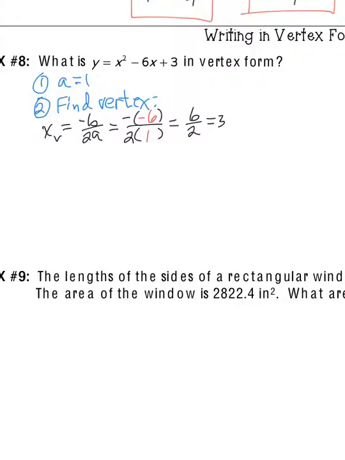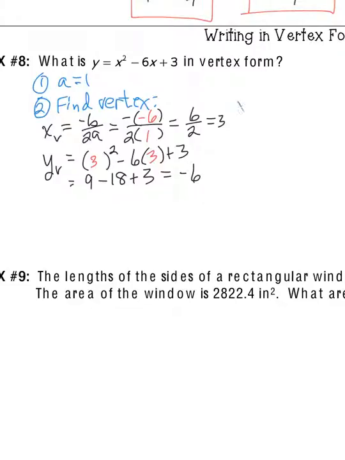Then our y value of the vertex, we're just going to plug the 3 in anywhere that we see an x. Okay, so then we get 9 minus 18 plus 3, which is equal to -6. So our vertex is equal to 3 comma -6, and what this gives us is our h and our k.